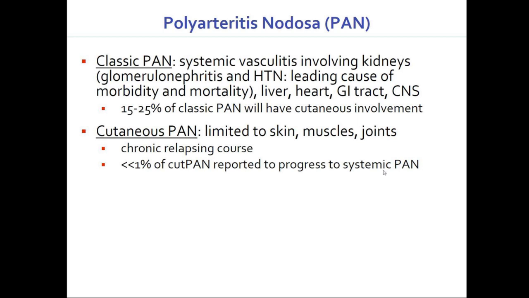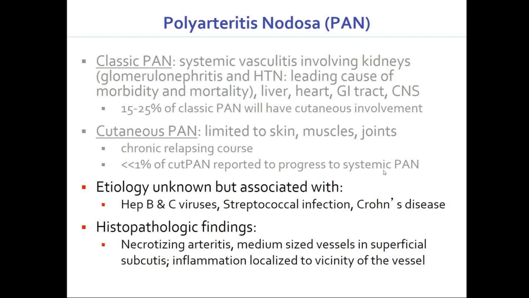It involves the kidneys, resulting in hypertension. Neuropathy may be seen. In fact, the renal involvement is the leading cause of morbidity and mortality in this population, and up to a quarter of these patients will have secondary cutaneous involvement. The etiology is unknown, but there have been associations with Crohn's disease, as we saw in this patient, but also hepatitis and streptococcal infection.